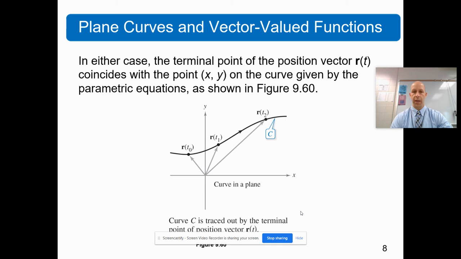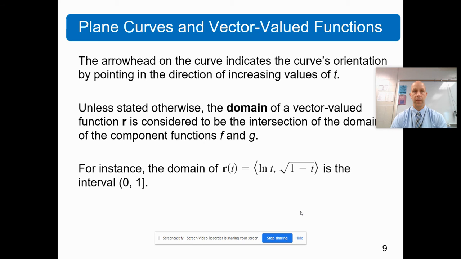So here we can see that we've got a curve, the dark curve, and we have the value of the vector valued function for r of t0, t1, and t2. The arrowhead on the curve indicates the curve's orientation by pointing in the direction of increasing values of t. So as time increases, that would be the direction of the curve.